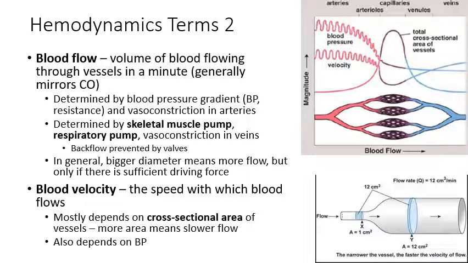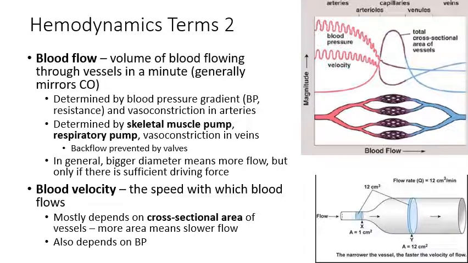So if you had a high pressure in your large arteries and you also had a high pressure still in your arterioles and it didn't drop off very much, that's not a very big gradient. It's actually the gradient that's driving the flow of blood. So if your blood pressure is not dropping off as the vessels get smaller, then there's nothing to encourage the blood to flow.